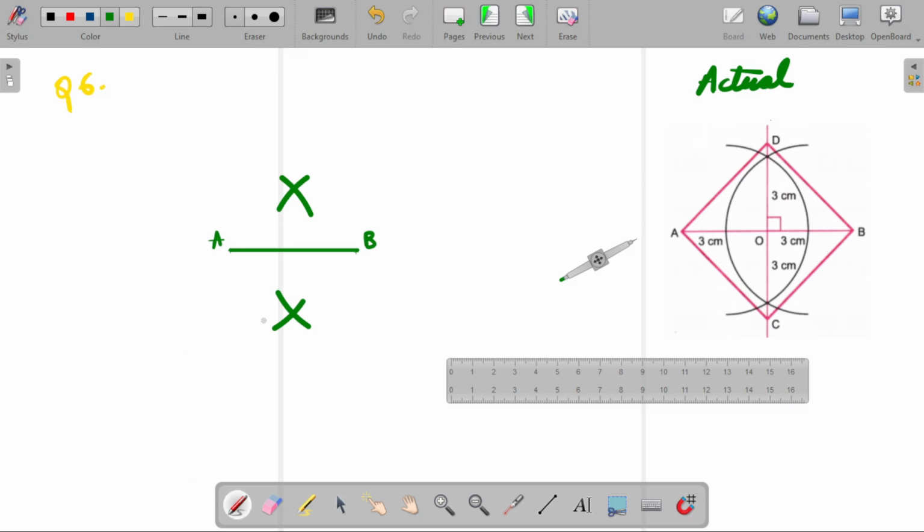So I'm explaining you again. First, you need to draw a line segment AB of 6 centimeter. This is of 6 centimeter. And you need to draw these arcs. The radius of the compass should be more than 3 centimeter, the half of this, right? More than 3 centimeter. What is half of 6? It is 3. So we will open it more than 3 centimeter.